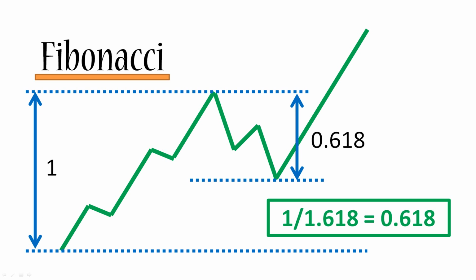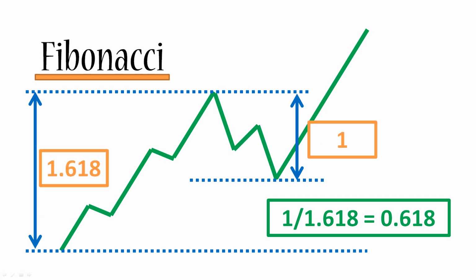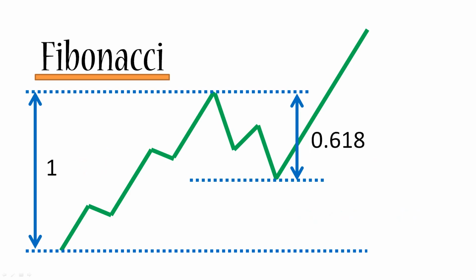Now the best part is that if you divide 1 by the golden ratio, you will get 0.618. So this basically means that if you take your original trend as 1.618, then your retracement will be 1. So basically you see the golden ratio here, we'll just return back to 0.618, which is the inverted golden ratio.